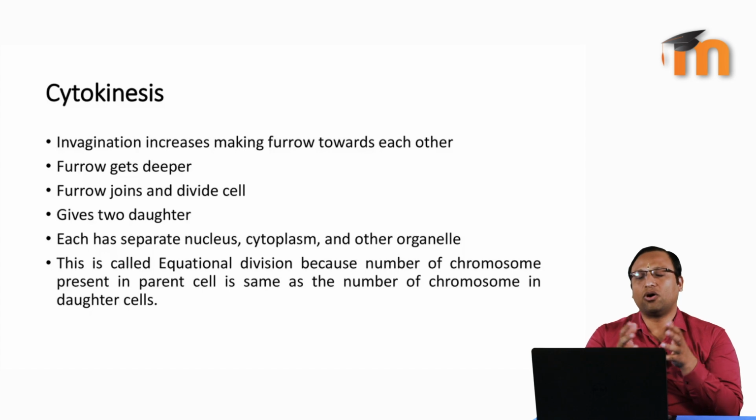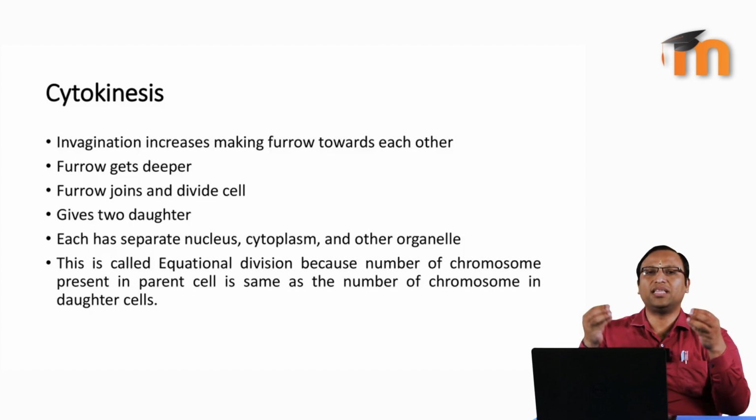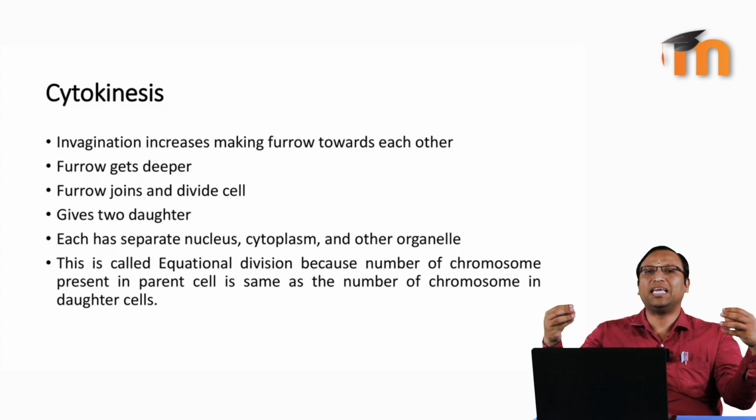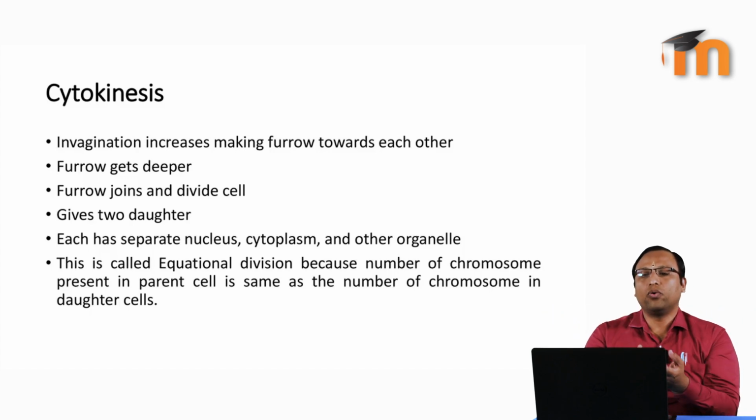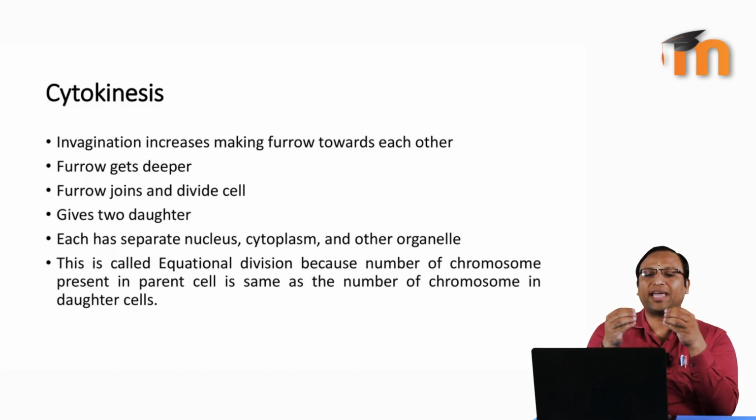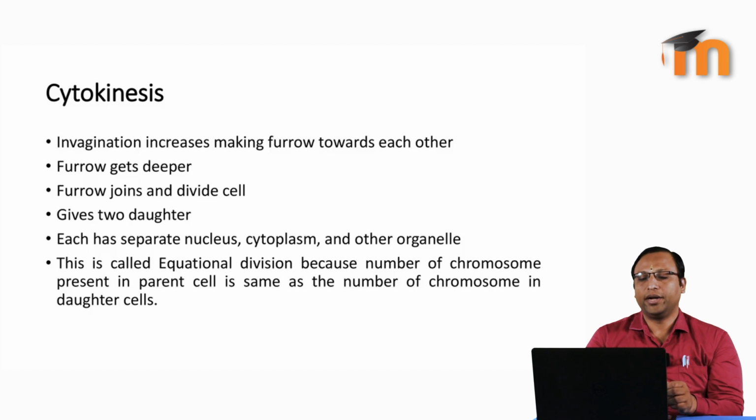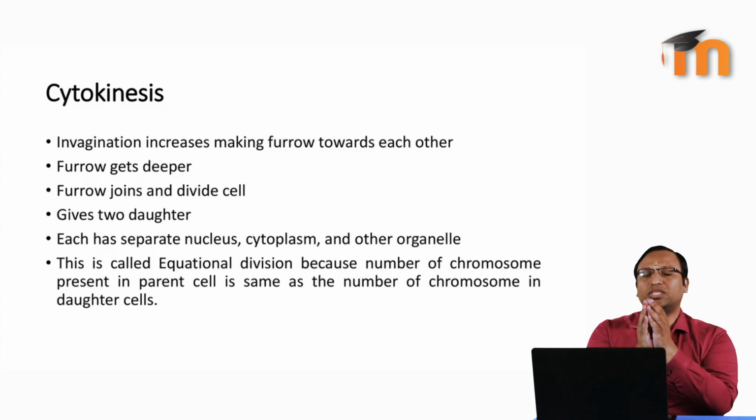Cytokinesis we can basically see in late anaphase or in telophase. In the cytokinesis phase, we can observe that the invagination which started in telophase is increasing inward and making a furrow towards each other. When the furrow increases, we can find that it is getting deeper and deeper. Once the furrow reaches the point where the sides can join, the cell will divide. Due to this, two cells can be observed, which are called daughter cells, and later on they separate, giving us separate nucleus, cytoplasm and other organelles.